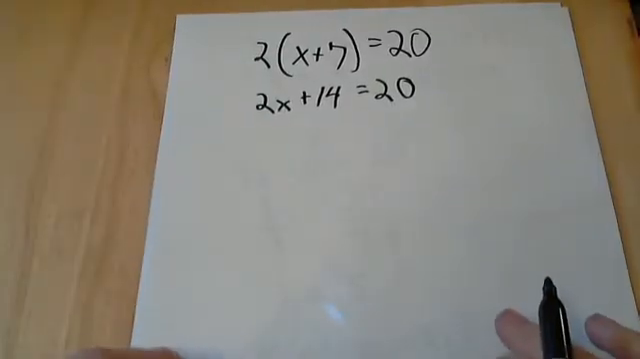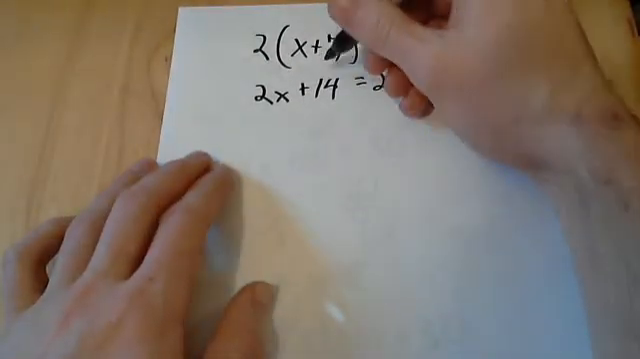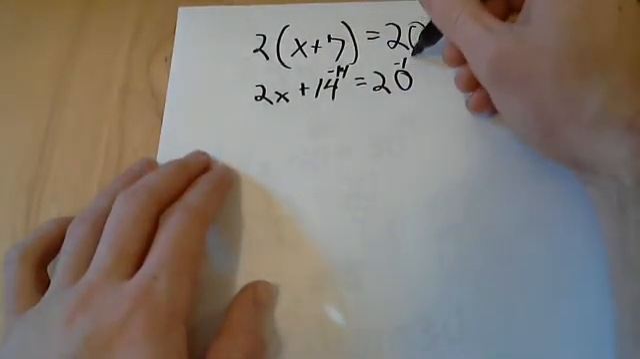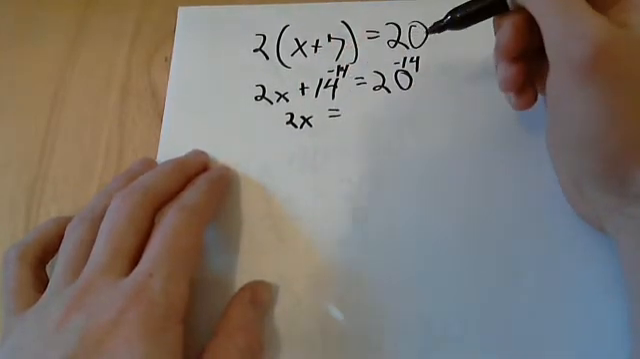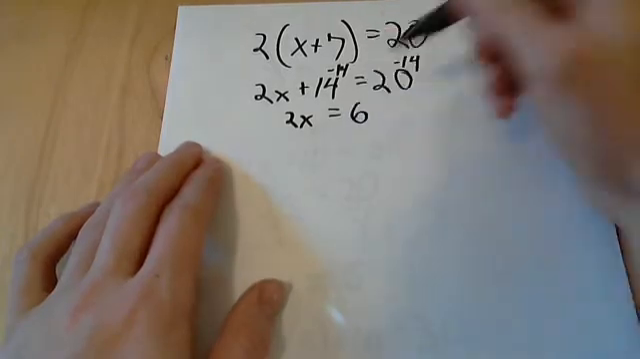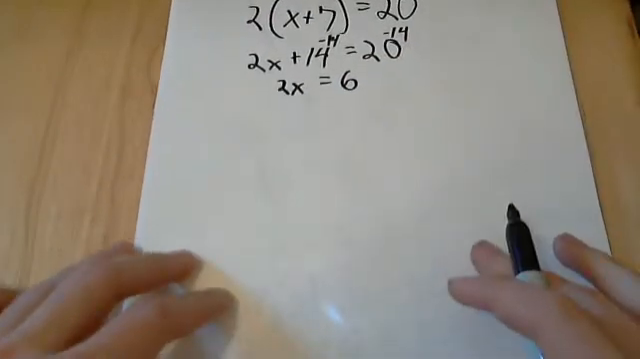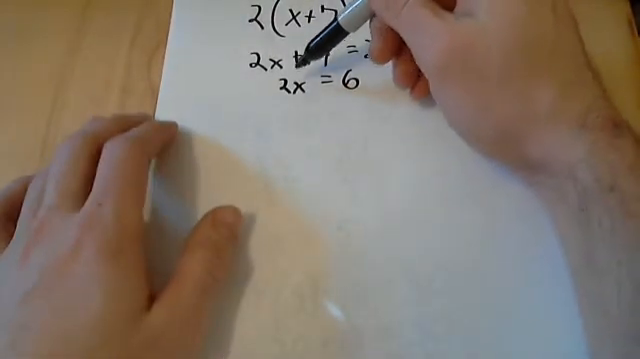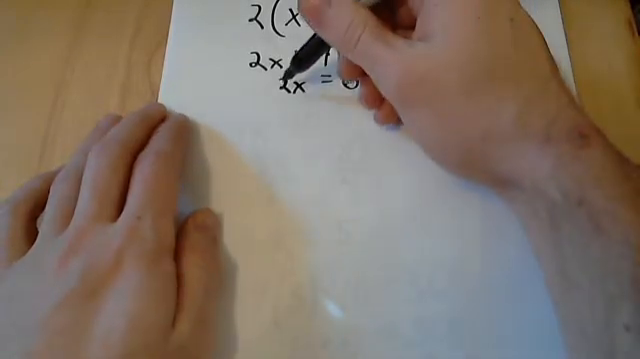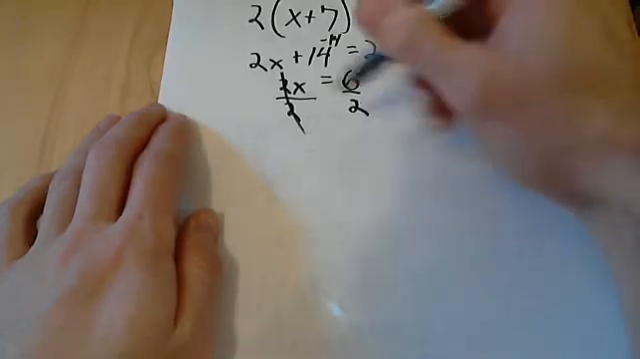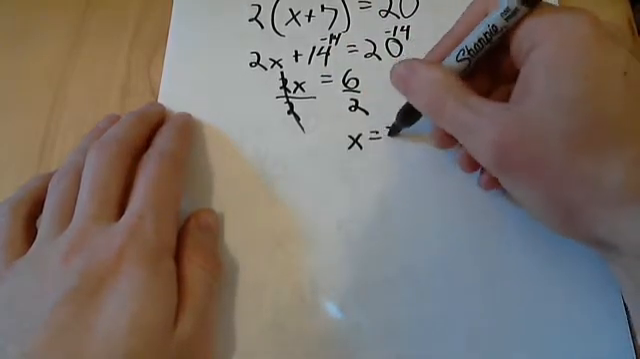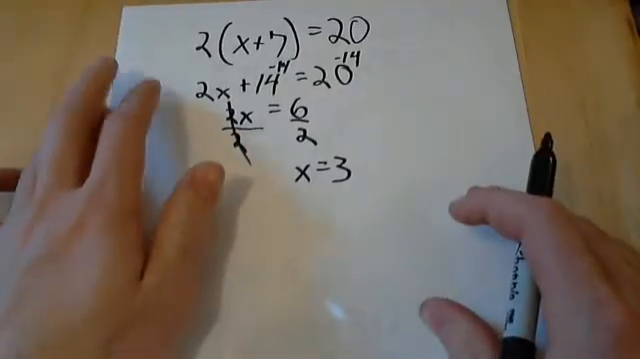So now, again, let's subtract the 14 from each side. Get 2x equal to 6. And now we just have multiplication, and the opposite of multiplication is division. So divided by 2, x equals 3. Now, just for the sake of sanity, let's plug this in and prove that it works.